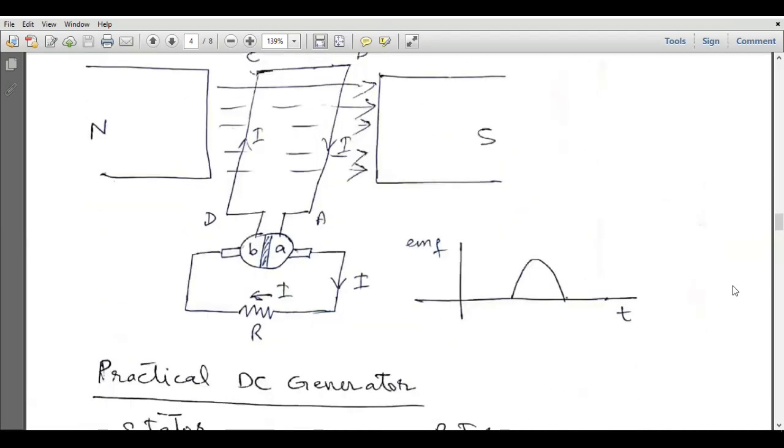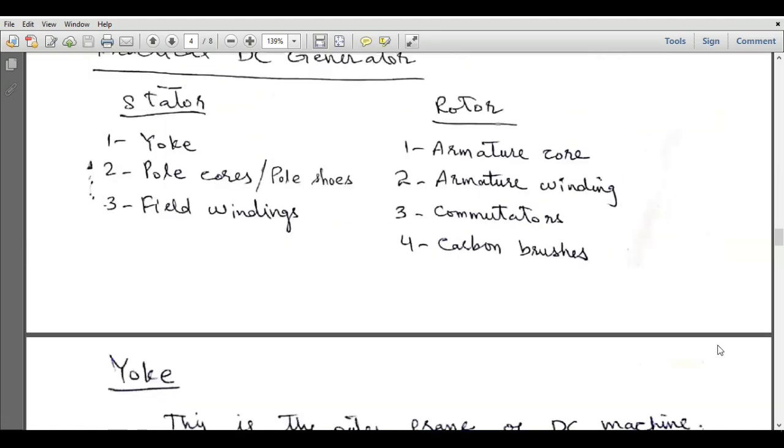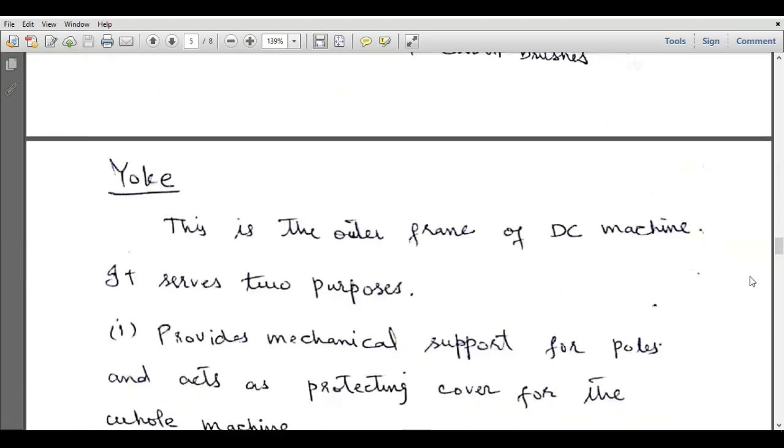So now that was a simple loop generator, and we have discussed how an EMF can be induced unidirectionally in a DC generator. Now, practically, a DC generator has two parts. First part is stator, the second part is rotor. The first part, stator, has further three parts: yoke, pole cores and pole shoes, and field winding. And rotor also has four further parts: armature core, armature winding, commutators, and carbon brushes. Now we will discuss them one by one in detail.